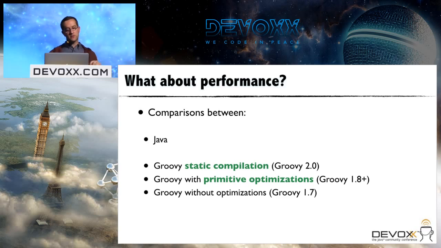I did a measurement with three different versions of Groovy. Groovy 1.7 without any kind of optimizations beyond the call site caching optimizations that we have since Groovy 1.6.